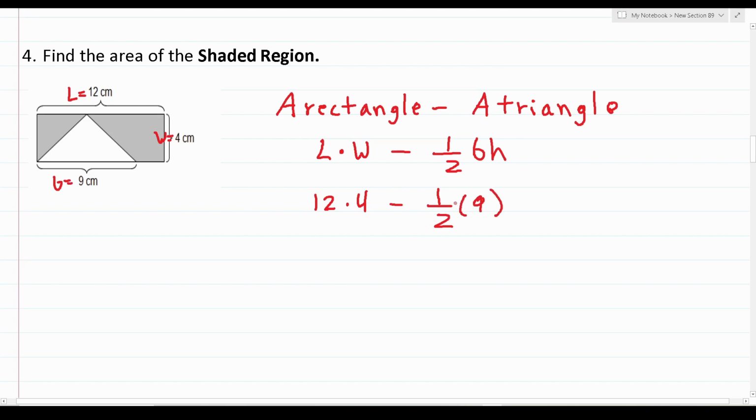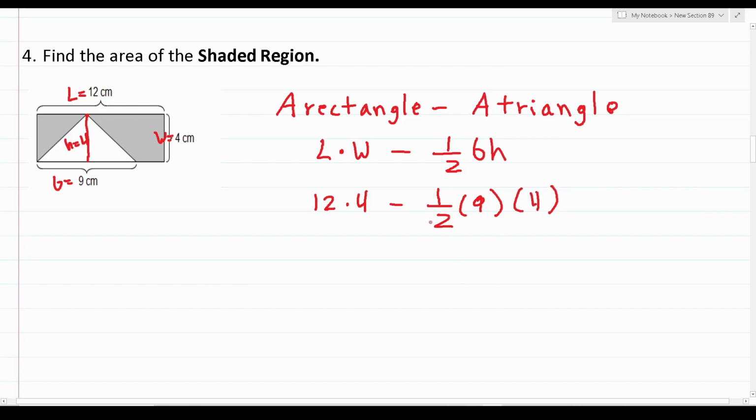And what is its height? Again, as you may recall from the beginning of this video, I said the height of a triangle is always from its apex to its base. So that would be from here, its apex, to its base. Well, what do we notice? That distance is the same as the width of this rectangle. So we know the height of this triangle is 4.